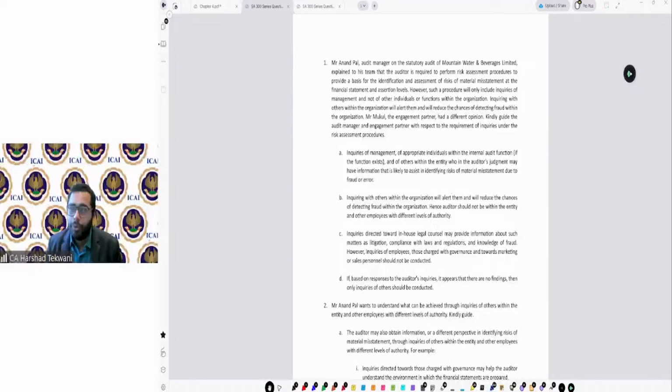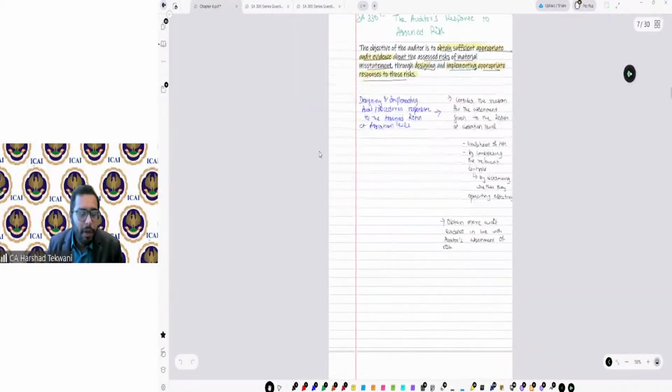So let's continue with the session. In the last session, we were talking about ACID 330, wherein we started discussing how an auditor has to prepare the response to the assessed risk. In the last lecture, we were discussing part three of the overall response to the risk, how we prepared it, what we did differently, and the responses that we added.